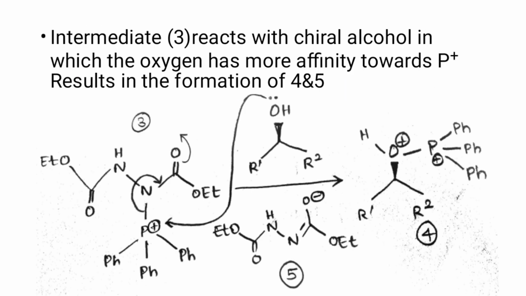The next step is alcohol activation. The chiral alcohol's oxygen has a lone pair of electrons and has more affinity towards the phosphorus, and attacks the phosphorus. The bond between the nitrogen and phosphorus moves and the double bond between carbon and oxygen moves. As a result, oxygen acquires the negative charge. As the bond between nitrogen and phosphorus in 3 gets broken, the molecule gets cleaved as 5.